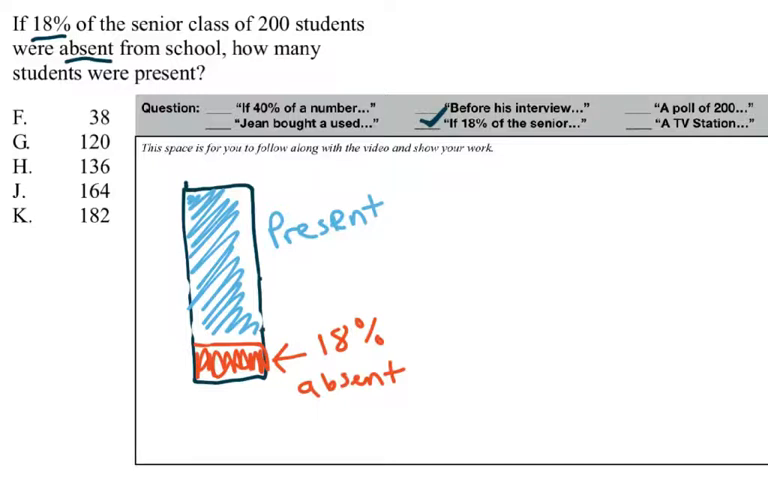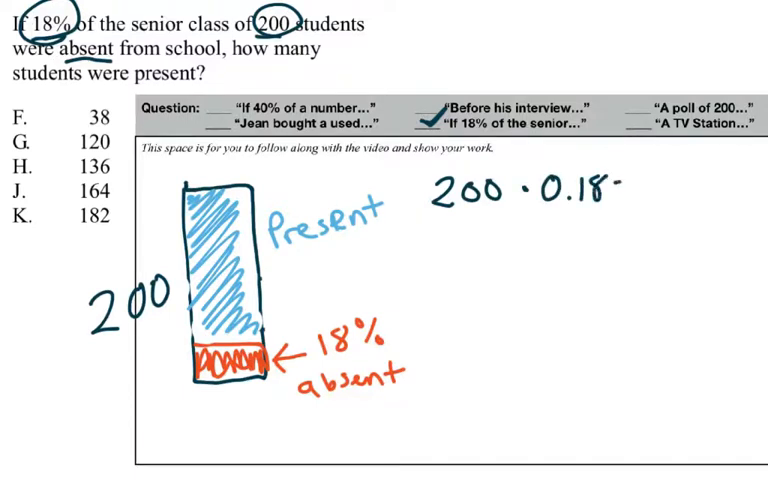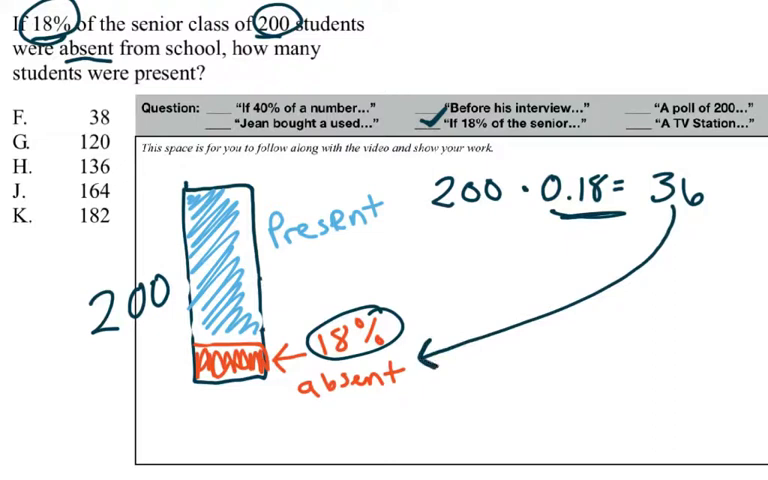So if we solve this with math, and this is 200 total, we're going to find 18% of 200. So we'll say 200 times 18% as a decimal, which will be 0.18. And 18% of 200, according to my calculator, is 200 times 0.18. I get 36. So 18%, that was this down here. So 36 students are absent.